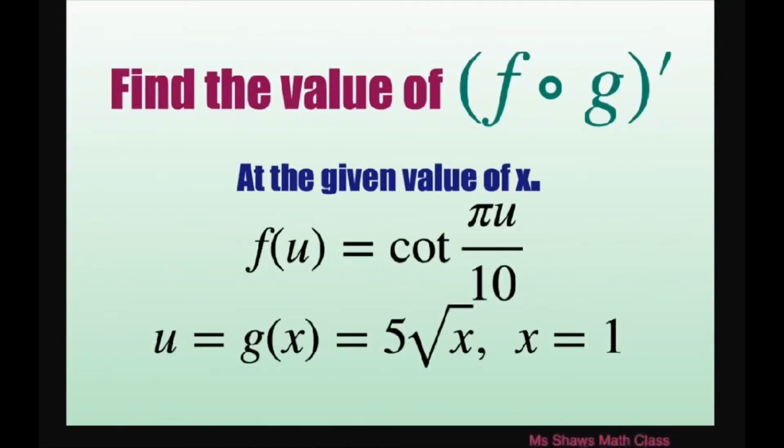Everyone, we're going to find the value of the derivative of f composed with g at the value of x equals 1, given here. We have f of u equals cotangent of pi times u divided by 10, and u equals g of x equals 5 square root of x.